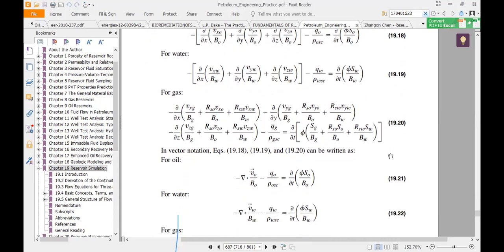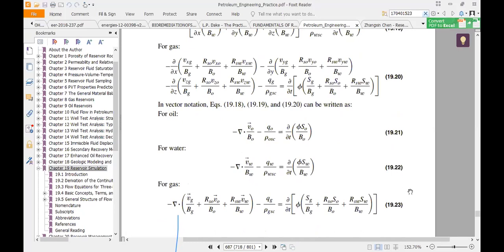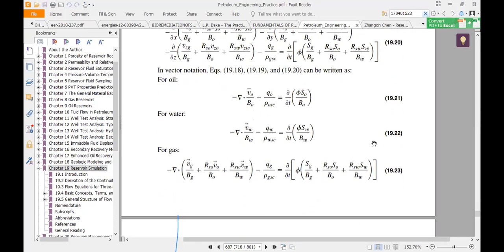Sorry, can you guys still see my screen? Yes, sir, you can. Okay, good. So the equations 19.21, 19.22, and yeah. Who is speaking? Oh, I thought somebody had a question.